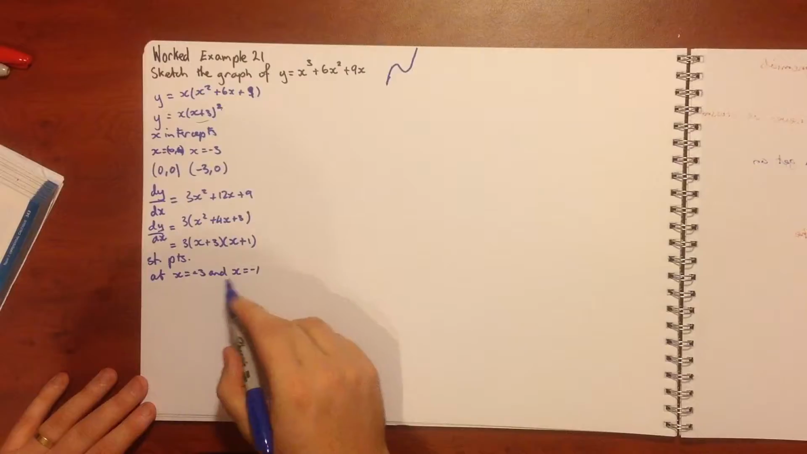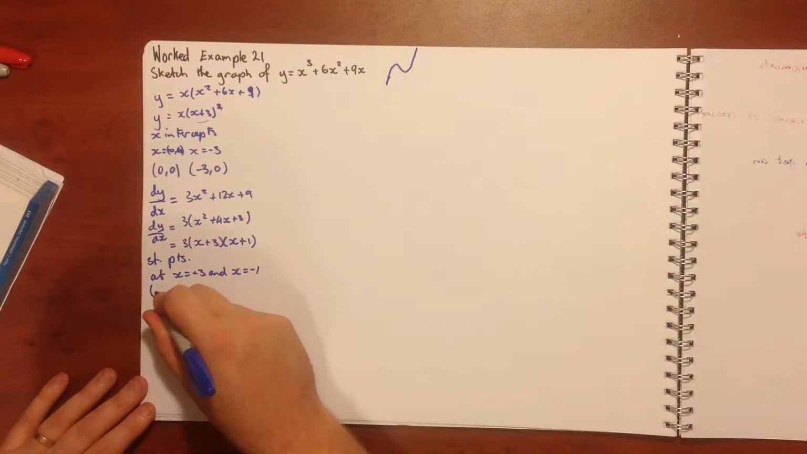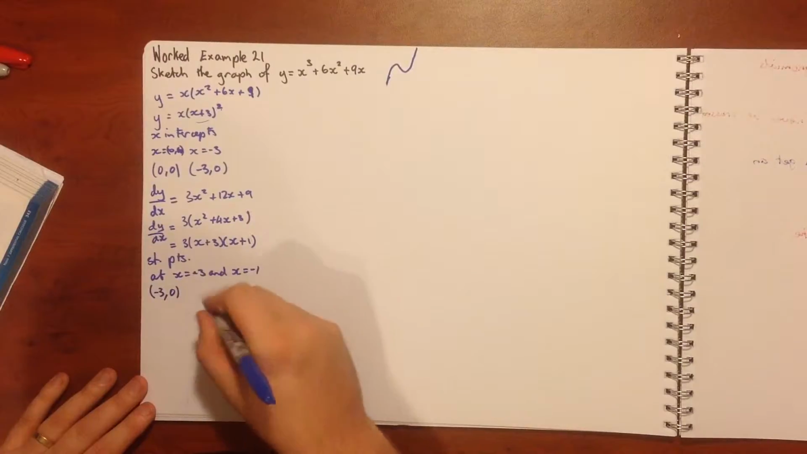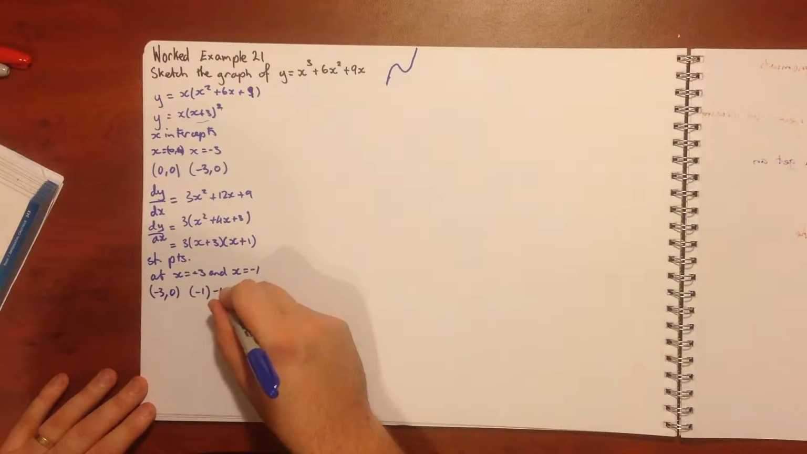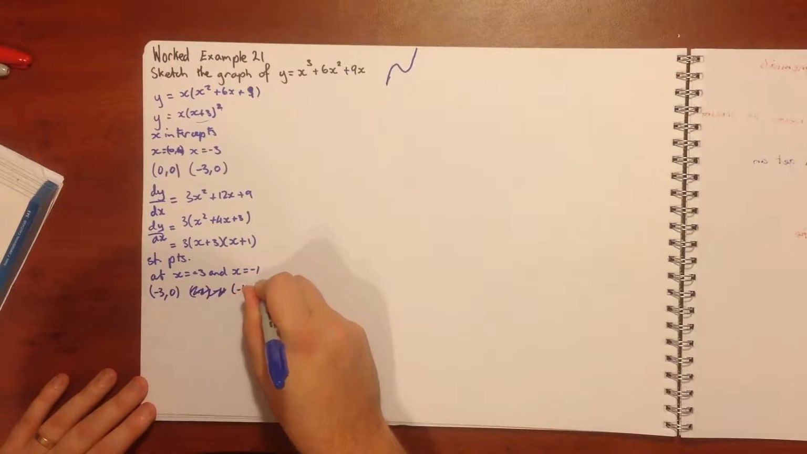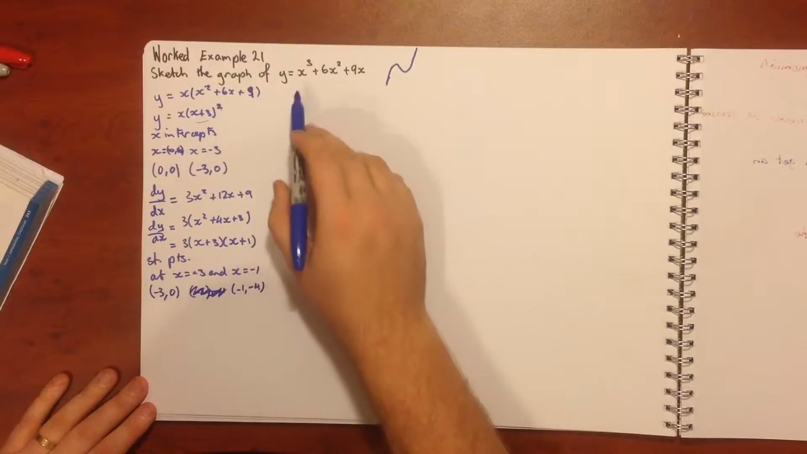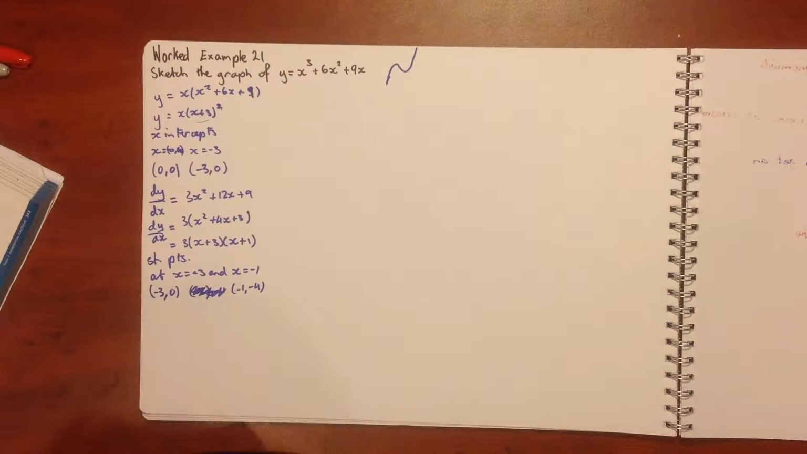Okay, and so when we do that, we find our stationary points at (-3, 0) and at (-1, -4), by subbing these values back into this equation. I'm not going to do the working out just to save a bit of space.